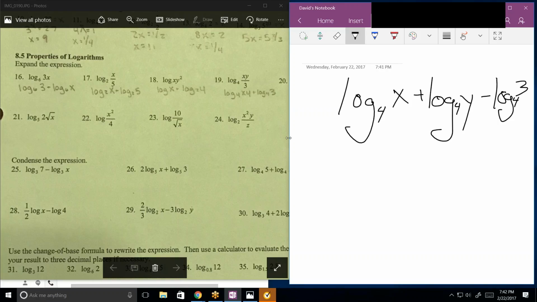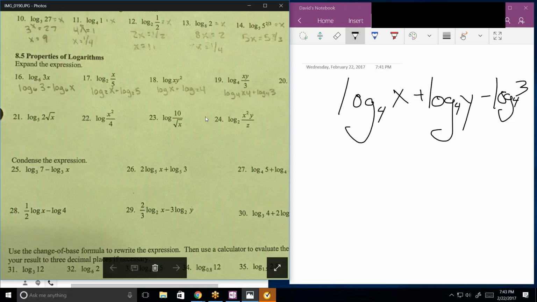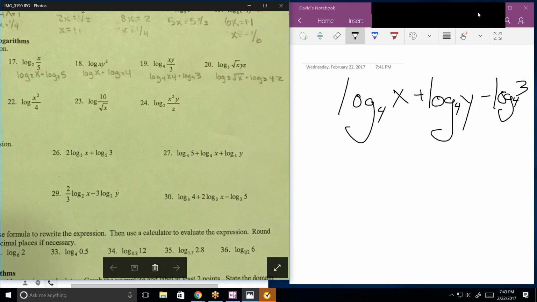So you need to write it, unlike the way I did it at first. But when you have multiplication and division going on, whatever is being multiplied is being added, whatever is being divided is being subtracted. Cool.